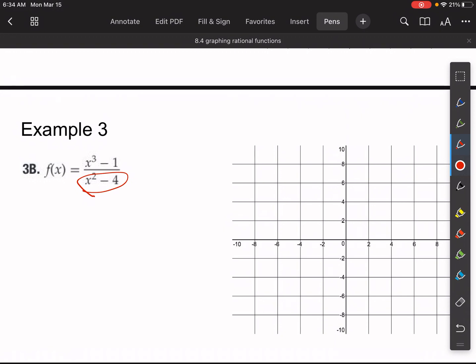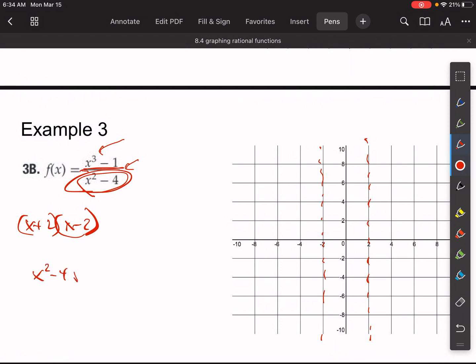So for now, since this is a 1, let's not worry about factoring this too much, but let's at least factor this one so we can see where our vertical asymptotes are. So x squared minus 4 is just going to be x plus 2, x minus 2. Okay, so I know at plus 2 and minus 2, I have vertical asymptotes. Then I know that since this numerator is 1 degree higher than the denominator, I'm going to have an oblique asymptote. So let's try to figure that out.